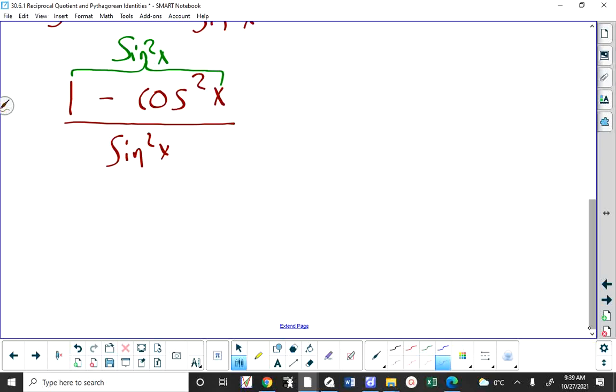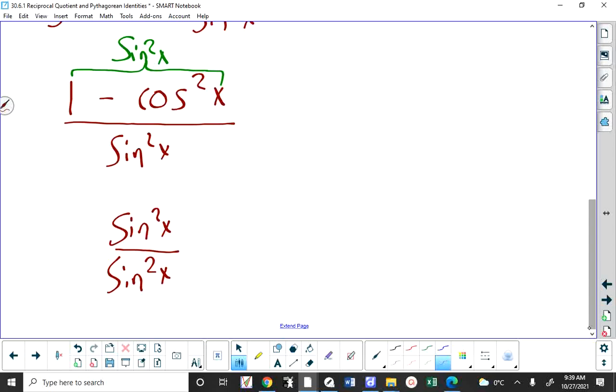So we're left with sine squared of x over sine squared of x. And of course, a quantity over itself is equal to 1. If you don't see the quickest way to get there, it's okay.